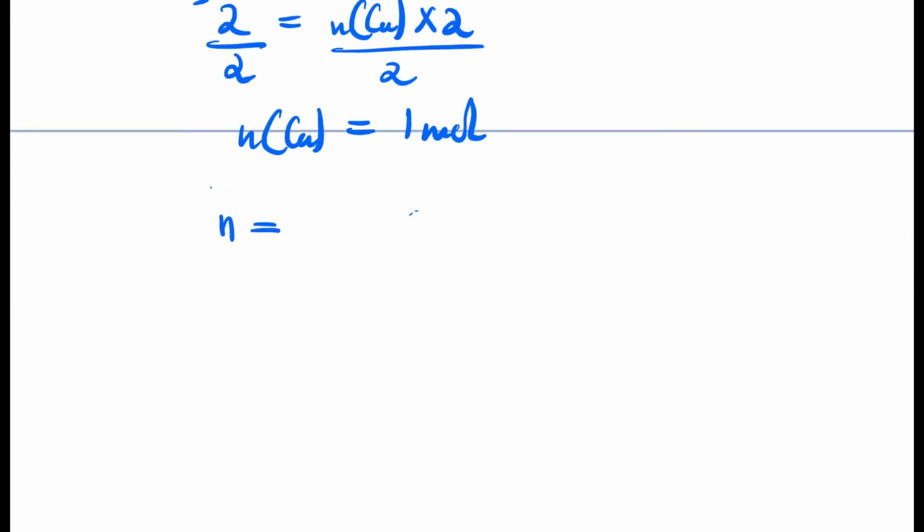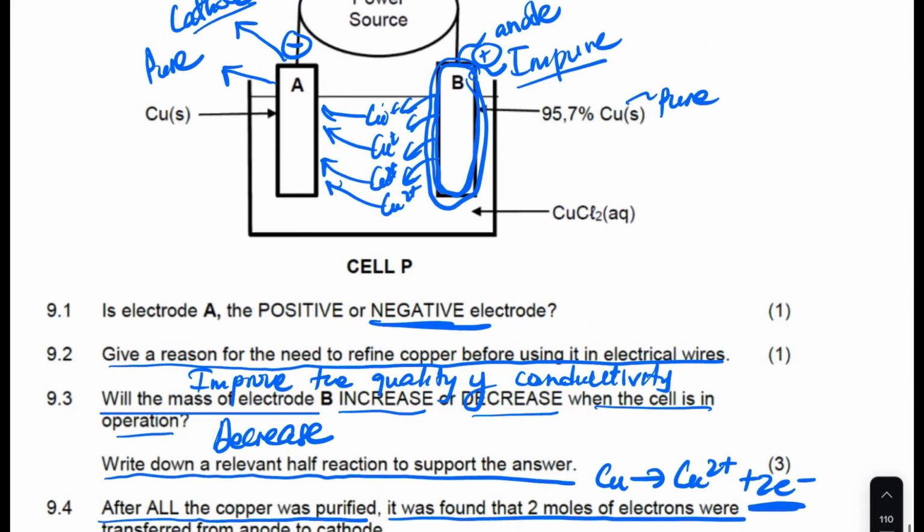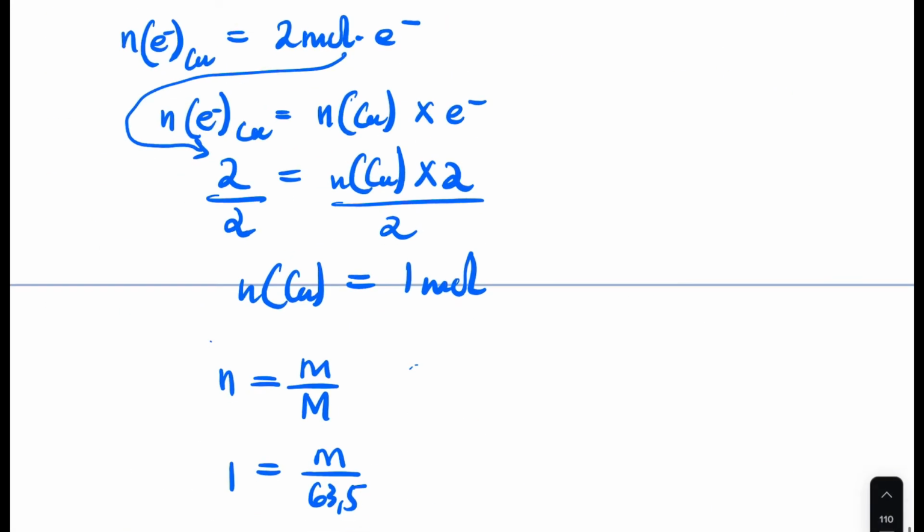And then we can change that into mass. Number of moles is equal to mass over molar mass. The number of moles is 1, the mass is what we're looking for, and the molar mass of copper is 63.5. Therefore the mass of copper, the pure one that was refined, is 63.5 grams. This is the one that is going to be deposited here.